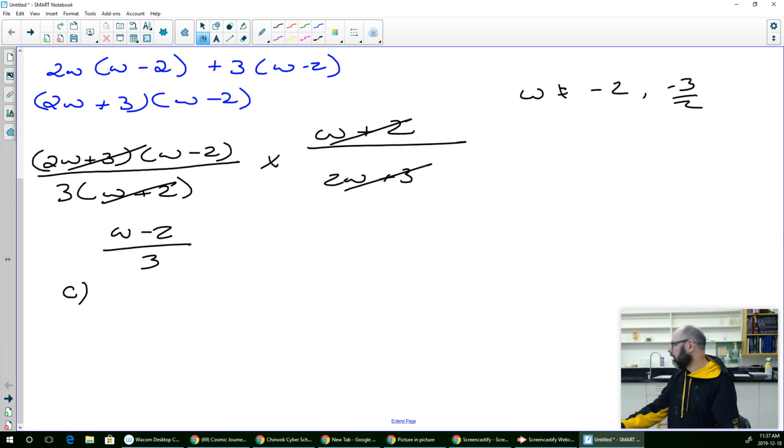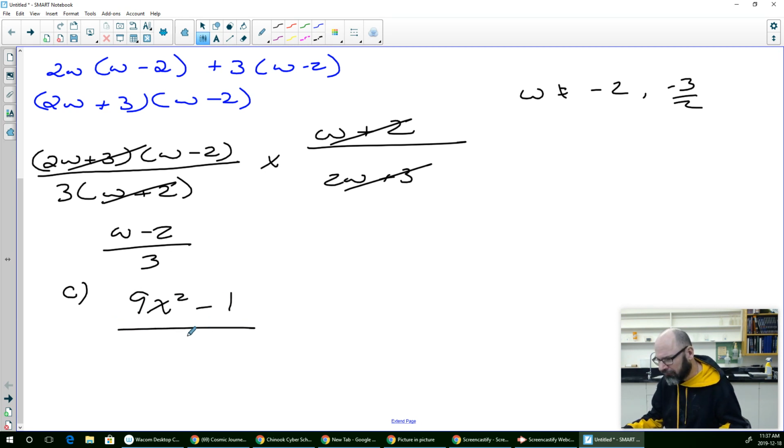Oh, clippers, yes. Right there. Okay, so in C, it's a little more challenging. It's 9x squared minus 1, over x plus 5.